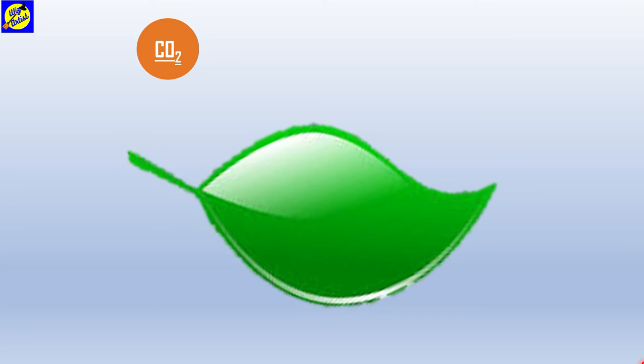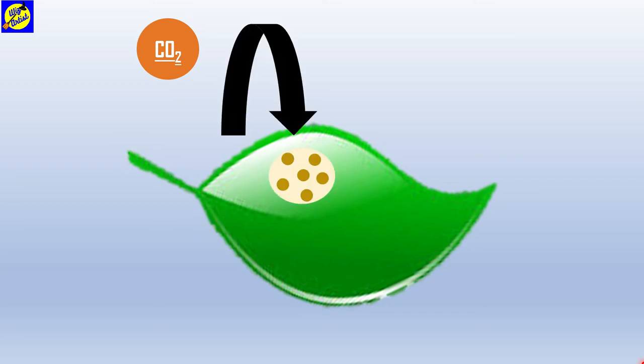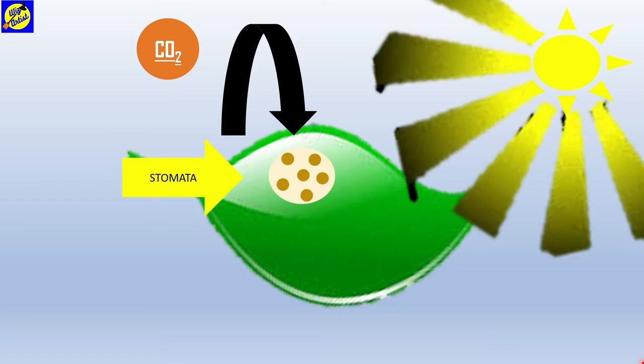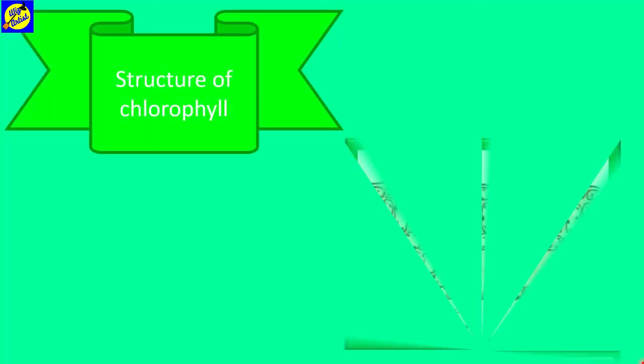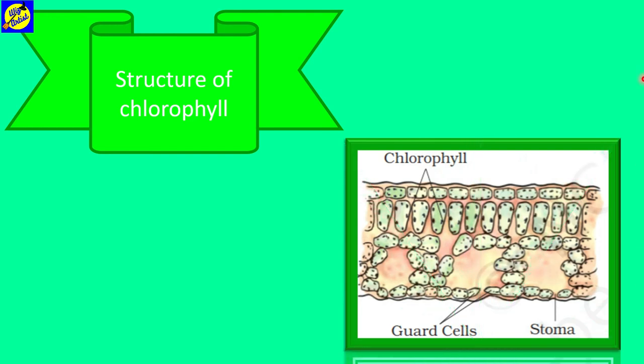Carbon dioxide present in the air is taken by the leaves through tiny pores called stomata. And how is sunlight taken? There is a green pigment present on leaves called chlorophyll, and this is the pigment that takes sunlight. So let's have a look at the structure of chlorophyll. So here chlorophyll is present, here are the guard cells, and here is the stoma. Okay, so these are the chlorophylls.